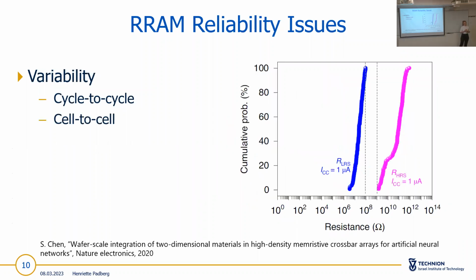Then the next kind of variability is cell-to-cell. That means that each cell also has a different behavior, even though the layers are completely the same. And that we can see here, this was measured with 48 cells in total, that there's a broader distribution of the resistance in the LRS and HRS states.